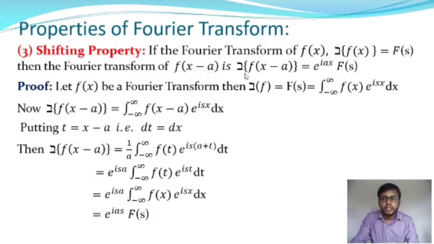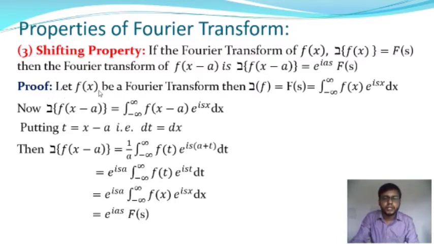is zeta of f of x minus a is equal to e to the power i a s into F of s. Okay, this is called the shifting property of the function f of x minus a, where the function f of x has a Fourier transformation and zeta of f of x is equal to F of s. Okay, this is the standard definition of the Fourier transformation. So let's prove the theorem. Now we are looking for the proof of this property. So here is the property.